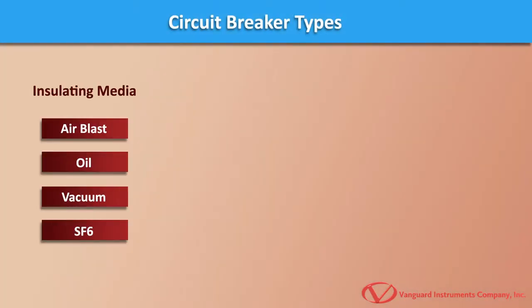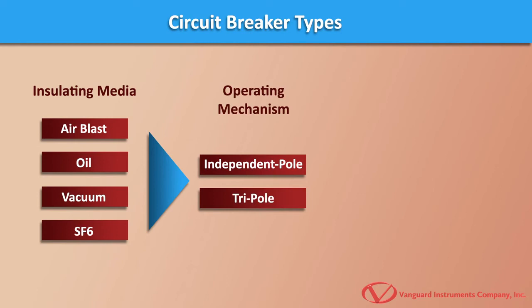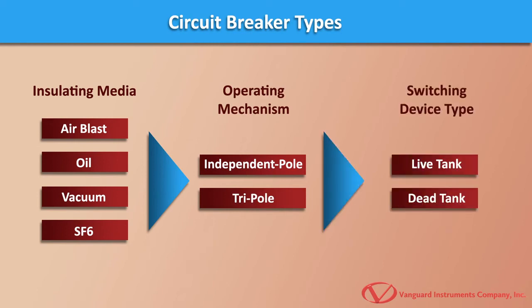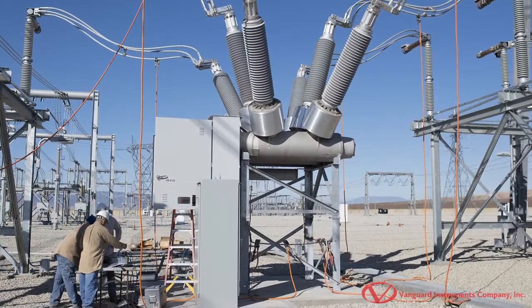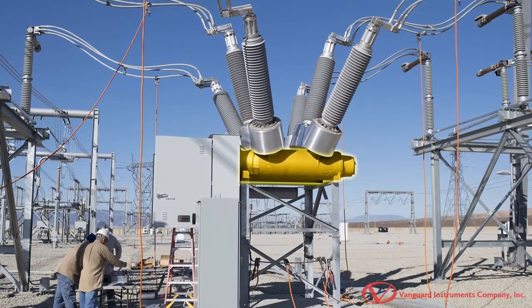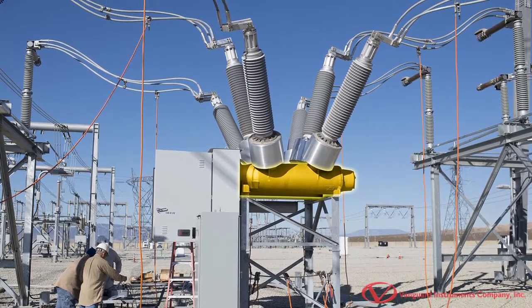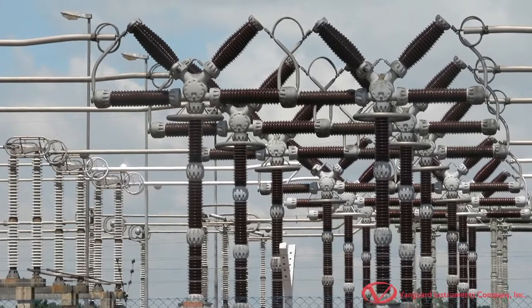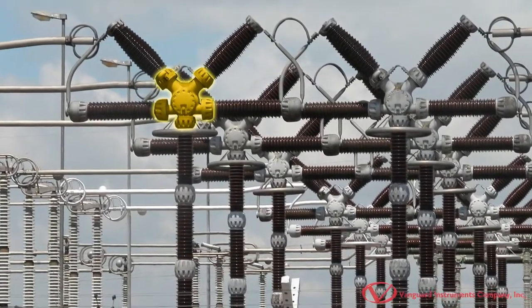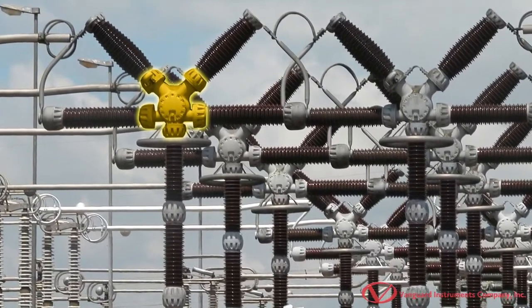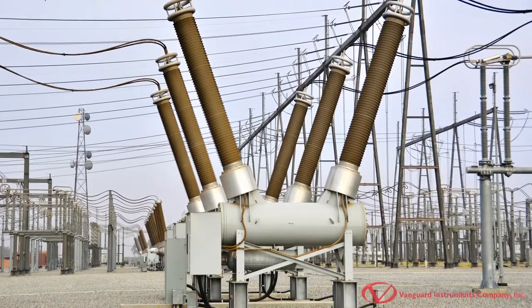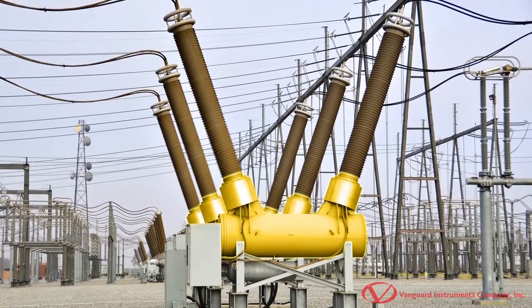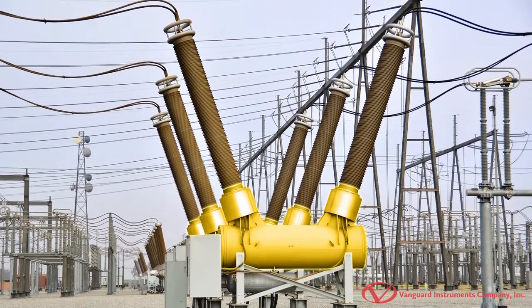Substation breakers are classified as either independent pole or tripole. They are further classified as live tank or dead tank breakers. Independent pole breakers feature a separate operating mechanism for each phase, while tripole breakers use a common operating mechanism for all three phases. Live tank breakers use a switching device in which the vessel housing the interrupter is at a potential above ground. Dead tank breakers use a switching device in which a vessel at ground potential surrounds and contains the interrupter and the insulating media.